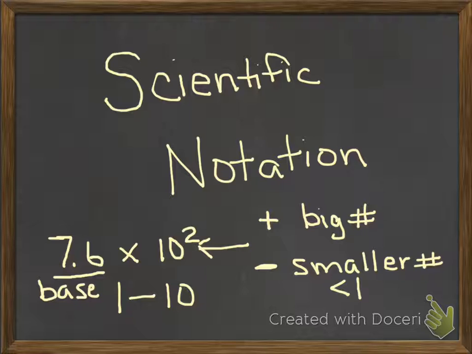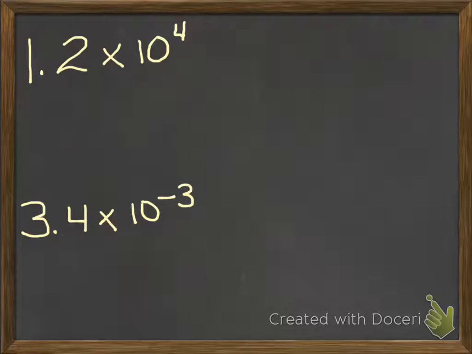So let's look at how we put these numbers into scientific notation, or how we convert them out of scientific notation. So here we have two numbers, 1.2 times 10 to the 4th and 3.4 times 10 to the negative 3rd. We want to write these numbers in standard notation, in other words, without the exponent. So what we do is we look at the exponent. Since this is a 4, that means that this number is going to be positive, or it's going to be a big number. That means that we're going to move the decimal to the right.